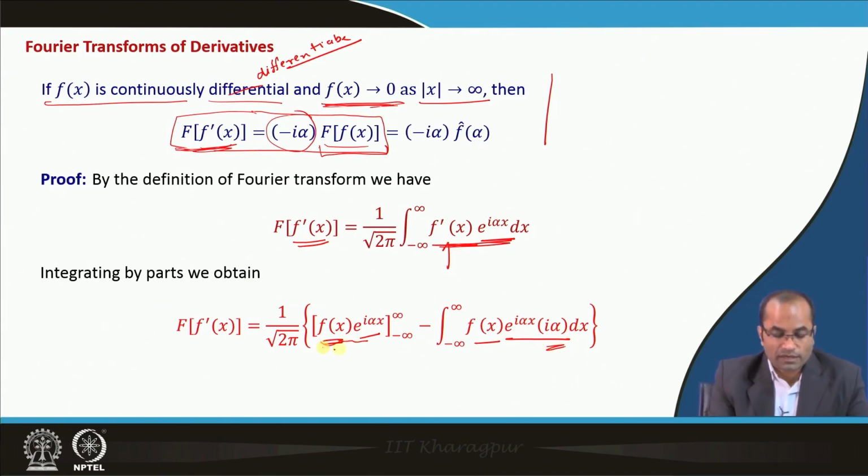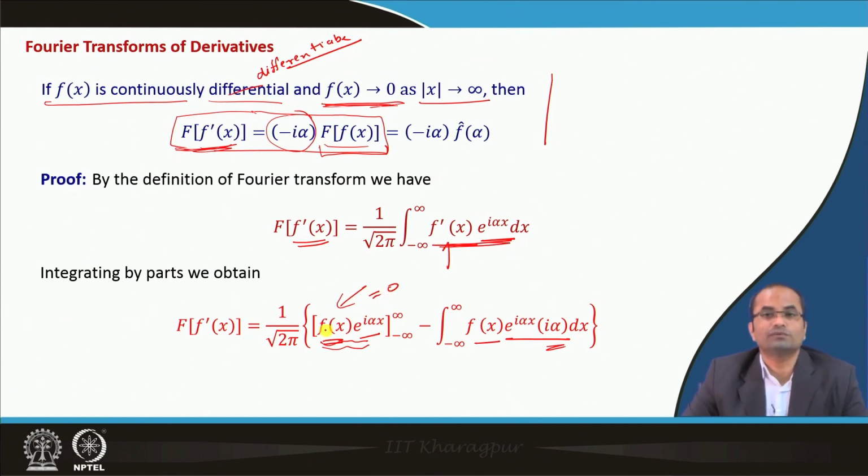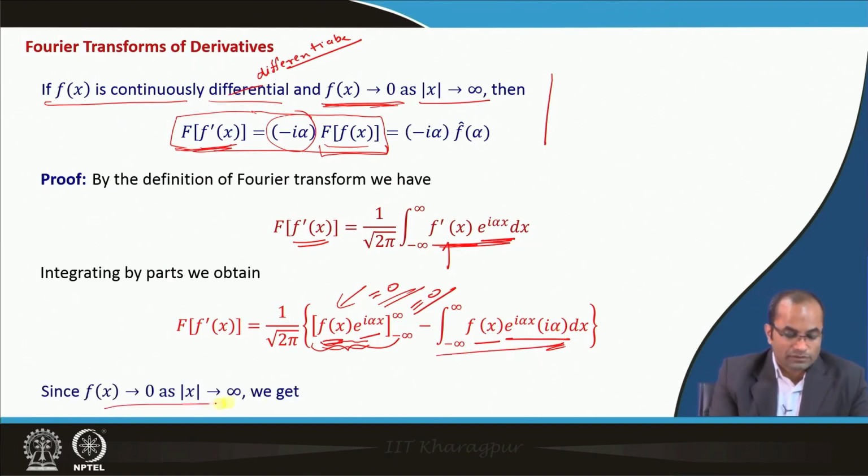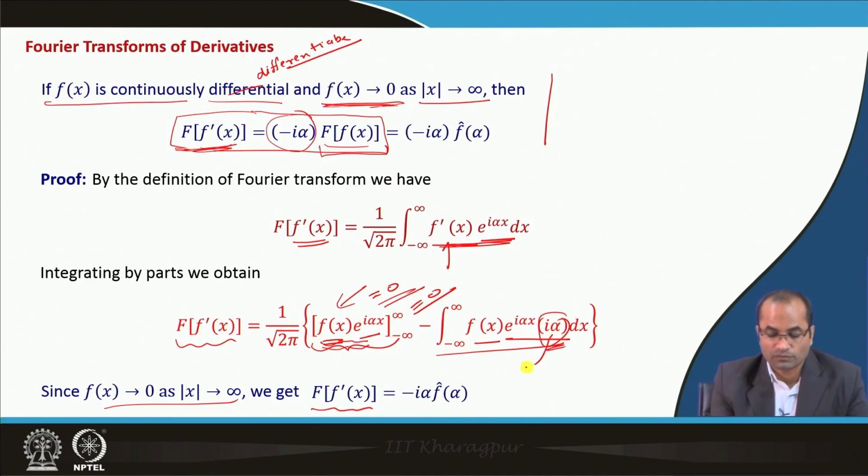So, concerning the first part here, when x goes to infinity or minus infinity, we have discussed already, that is our assumption that f is going to 0, and then e^(iαx) is something which is finite. So, the first part of this integration becomes 0, and we have only the second term. Because this goes to 0, we have the simple result that the Fourier transform of f′ is equal to −iα, going out here, times the Fourier transform of f(x).